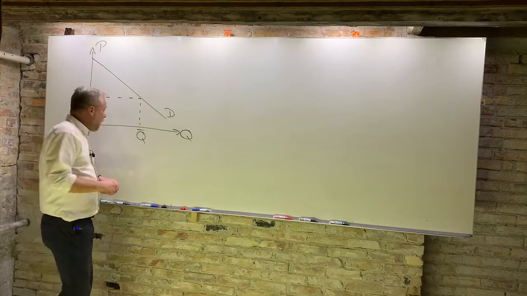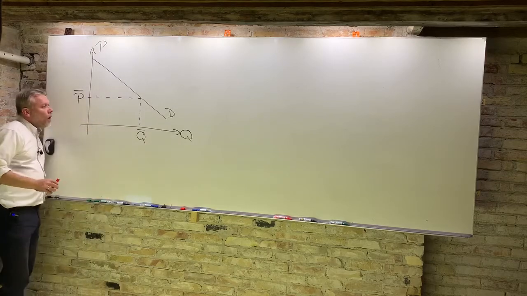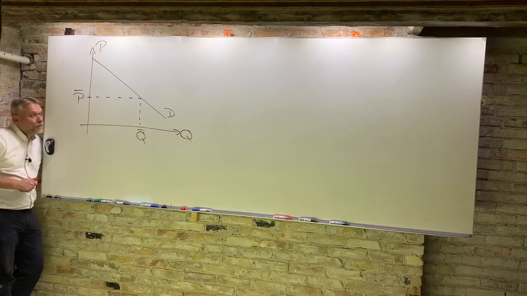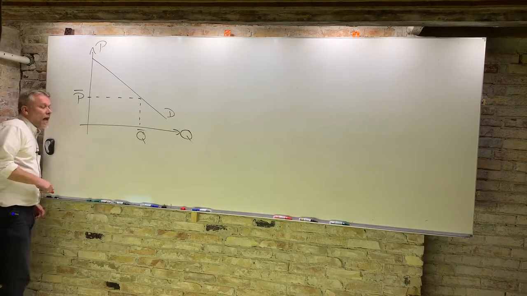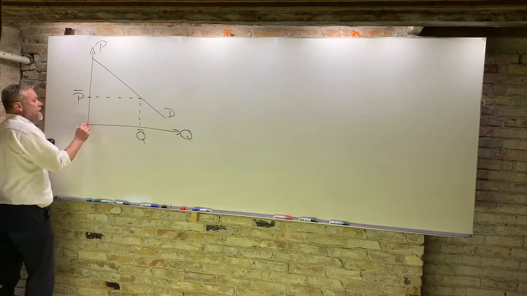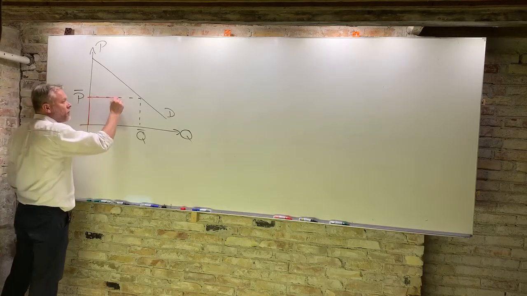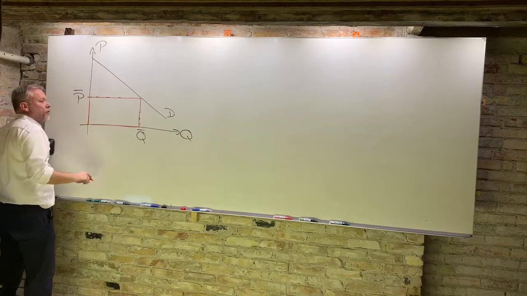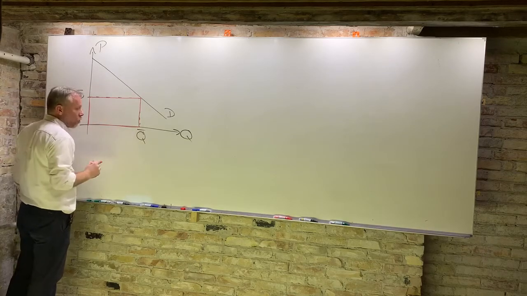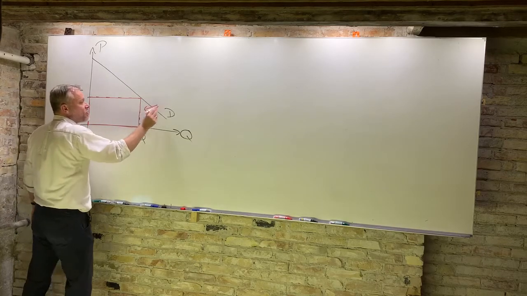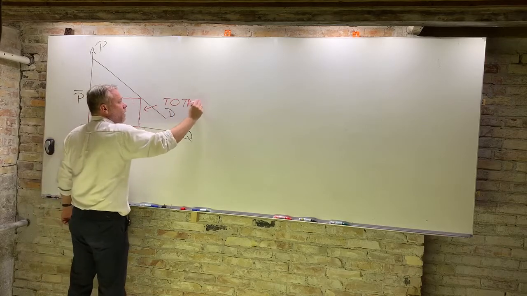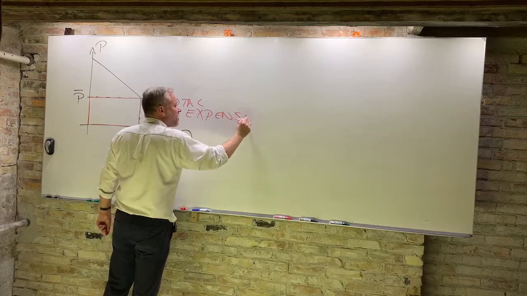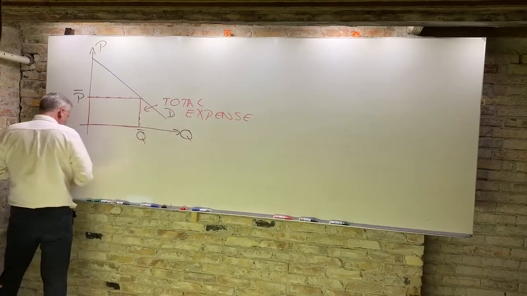What I would then like to know is what's consumers' total expense? And the answer, as it happens, is the area corresponding to this rectangle underneath the price to the left of the quantity. This is what we call total expense. And I will explain shortly why that's the case. But it's very easy to figure out.